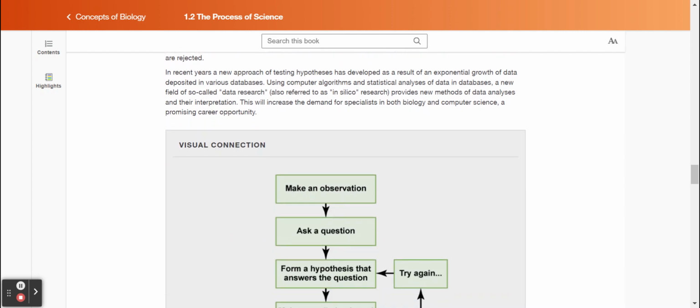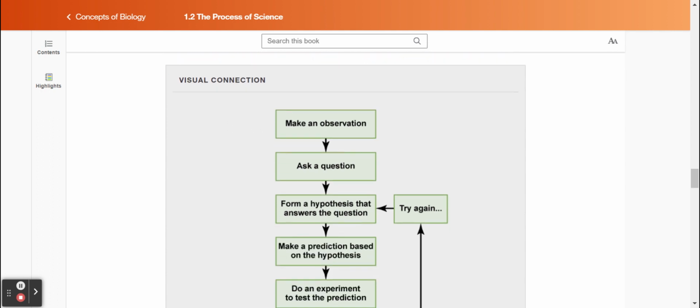In recent years, a new approach of testing hypotheses has developed as a result of an exponential growth of data deposited in various databases. Using computer algorithms and statistical analysis of data in databases, a new field of so-called data research, also referred to as in silico research, provides new methods of data analyses and their interpretation. This will increase the demand for specialists in both biology and computer science, a promising career opportunity.